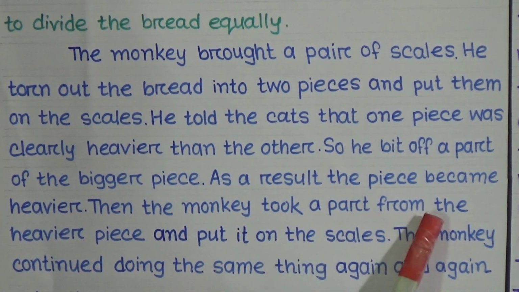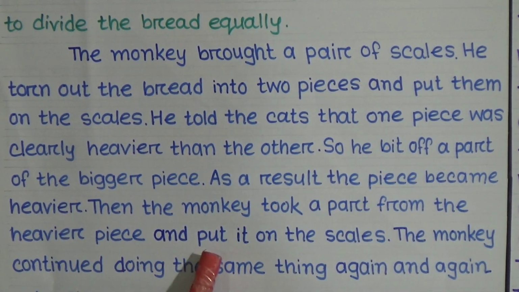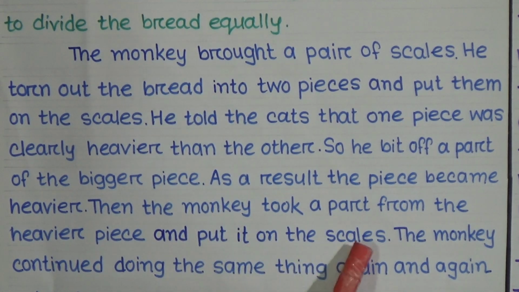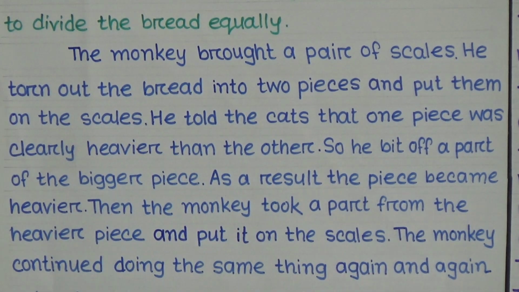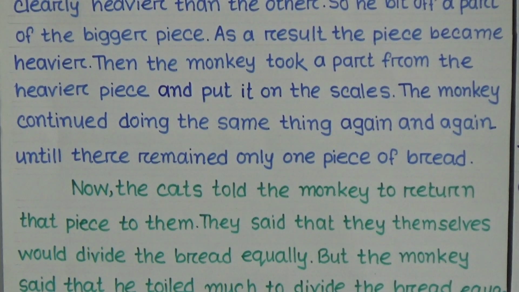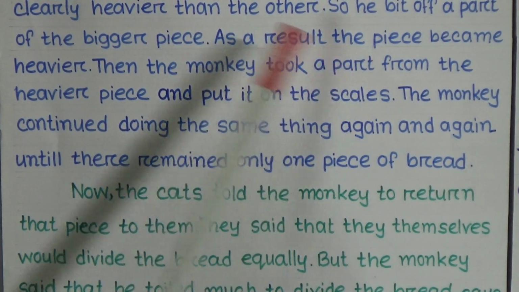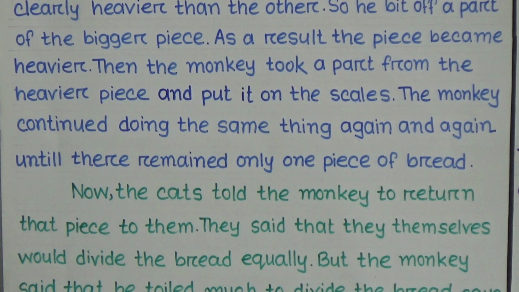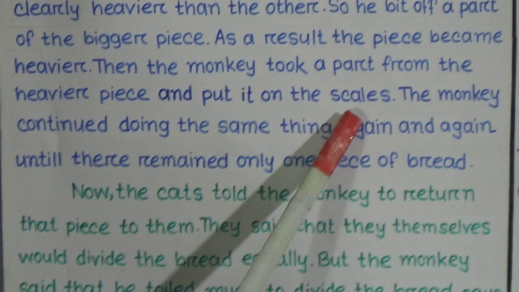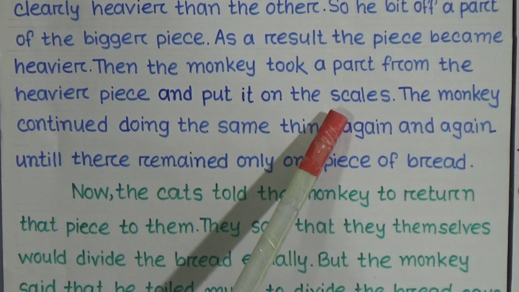Then the monkey took a part from the heavier piece and put it on the scales. The monkey continued doing the same thing again and again until there remained only one piece of bread. So you can understand how the monkey was dividing the bread. He was taking a bite from one portion, then another portion. Same thing he is repeating again and again.